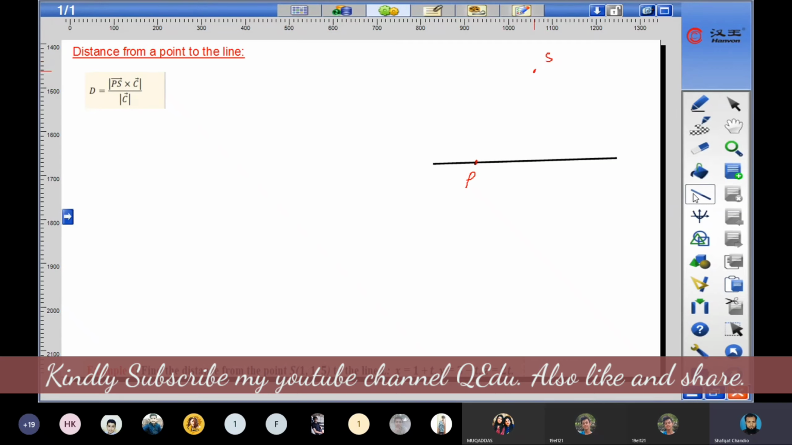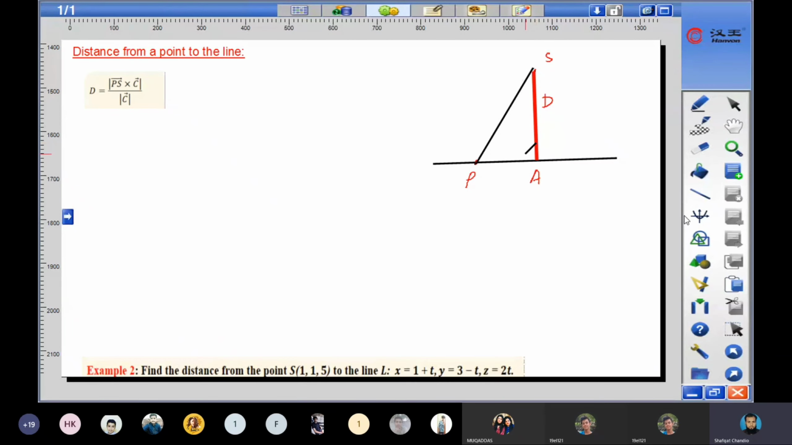point to the line, such as we need to find out the length of this line from the point S to the point A on this line. Now suppose that we draw another line using these 2 points, P to S. So here we have a triangle PAS, and you see there is a right angle triangle.